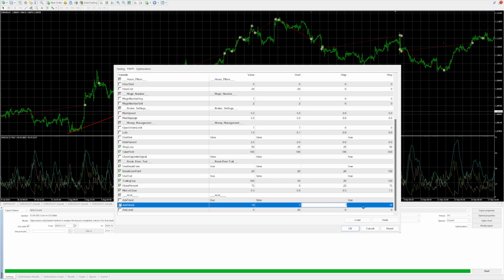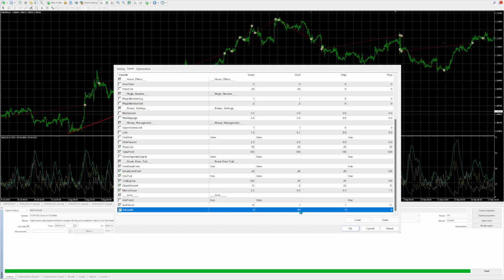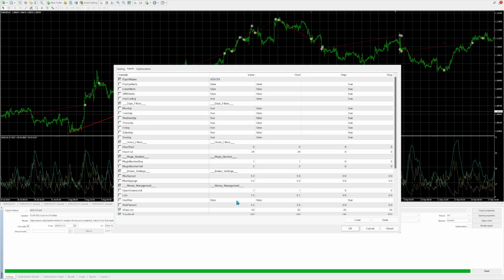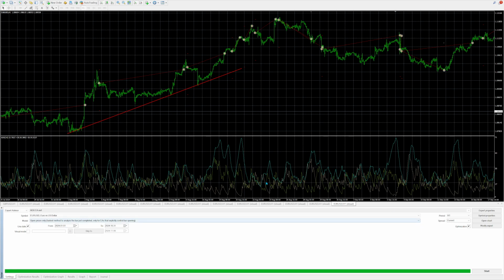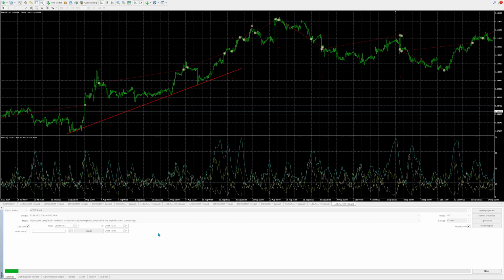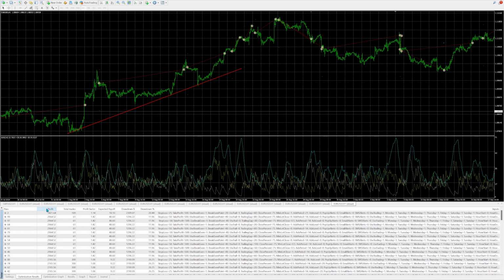So we'll do a 7, 14, 21. And we'll do an ADX level as well. We'll do 0 or 20, which means basically the ADX has to be higher than 20. That blue line. So we're going to optimize all those settings over the last calendar year on the Euro 1 hour. So we'll do that. Let that run and then have a look at the results.